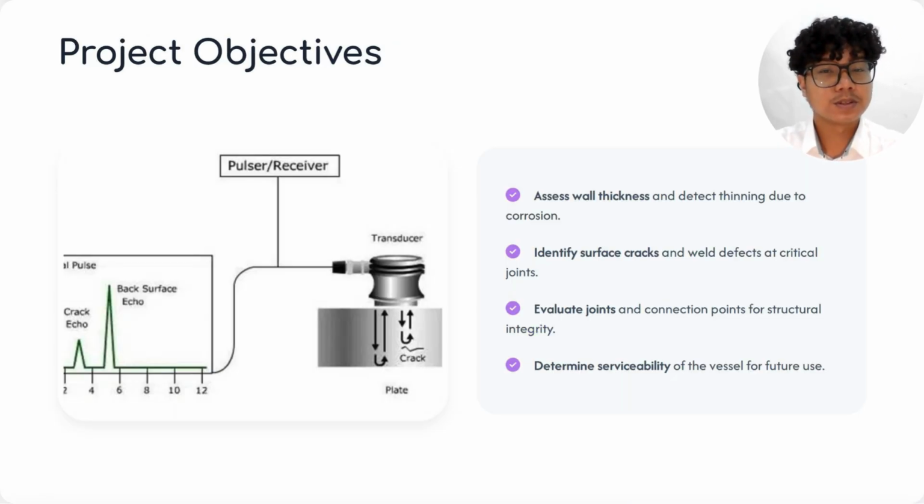In simple terms, the objective for our project is to assess the wall thickness and detect thinning due to corrosion, and to identify surface cracks and weld defects that are critical at the joints. And next being to evaluate joints and connection points for structural integrity. And finally is to determine the serviceability of the vessel for future use.